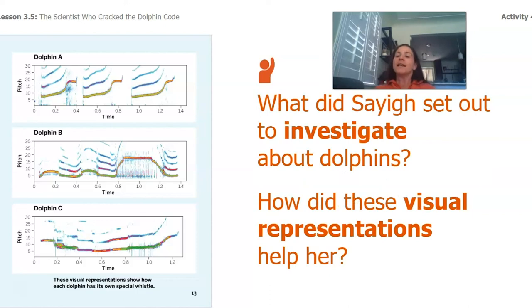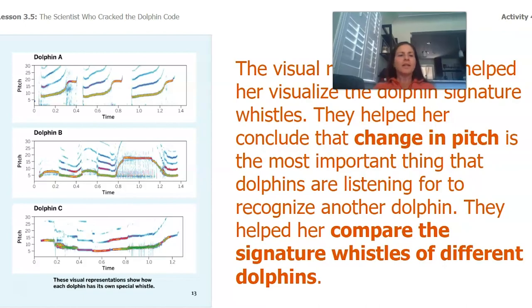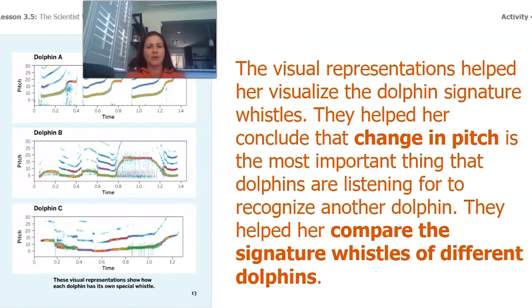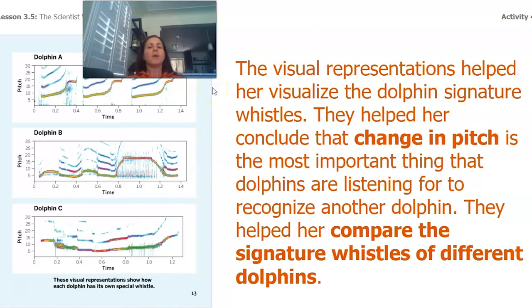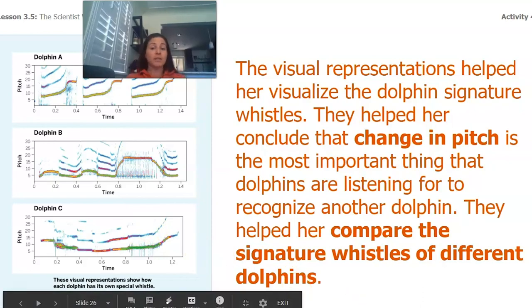And so, what did Sayegh set out to investigate about dolphins? How did these visual representations help her? Well, I know that she wanted to investigate how dolphins recognized each other's calls. And those visual representations helped her visualize their signature whistles. They helped her conclude that a change in pitch is the most important thing that dolphins are listening for to recognize another dolphin. And they helped her compare the signature whistles of different dolphins. So we can look at the three of these and we can tell these are very different pitches. These are very different sounds and signature whistles.